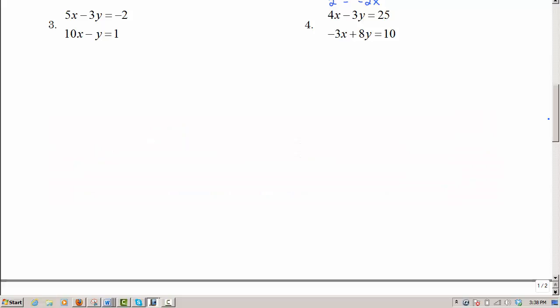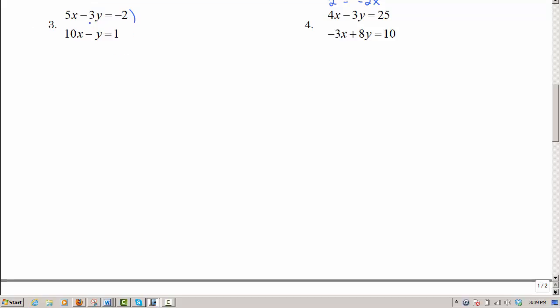Now, these next ones, well, number 3, it's all lined up, but if I just add them, nothing's going to be eliminated because I don't have equal and opposite values. So we can choose. We could get rid of the x's, but we'd have to multiply something to get them equal. That's where you're kind of looking for a common multiple, very much like a common denominator. So I could multiply this equation by negative 2, and that would make that negative 10, which would be the opposite of positive 10. So that's one choice.